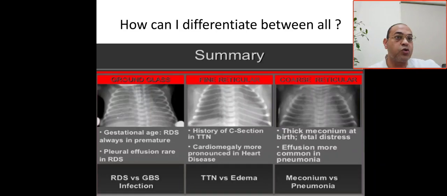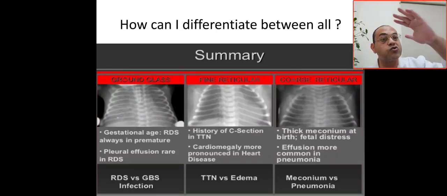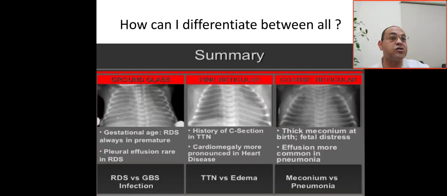Is the baby preterm or full term, and also the natural course of the disease, and the common complication or association. Pneumothorax is commonly associated with RDS, and pneumonia or GBS infection is associated with pleural effusion, parapneumonic effusion. The second category is fine reticular.